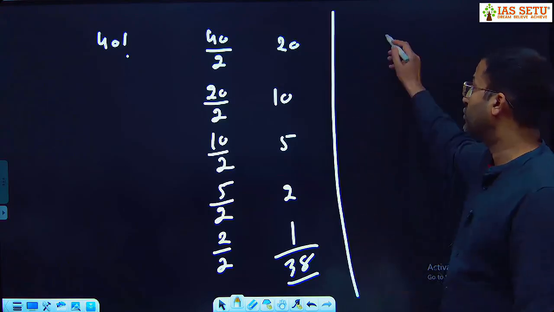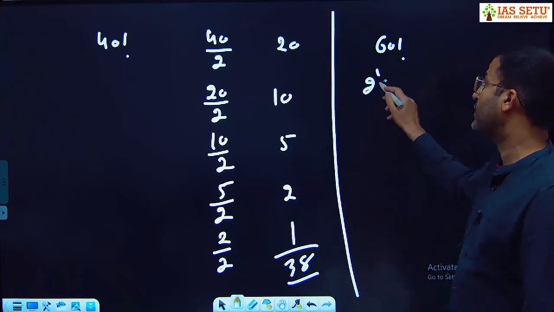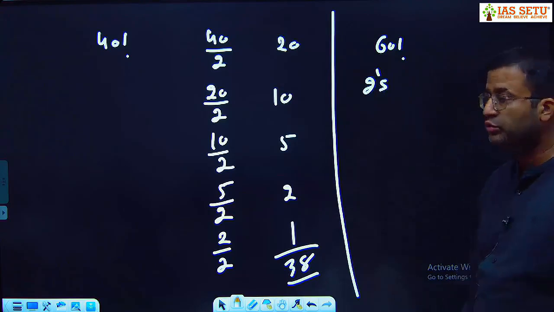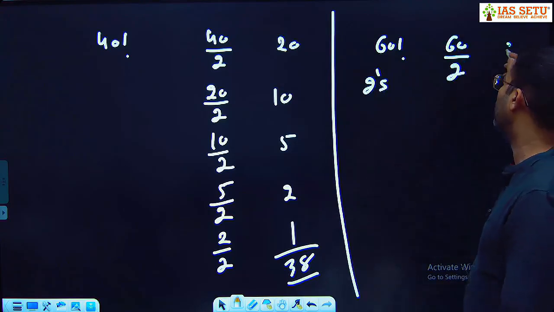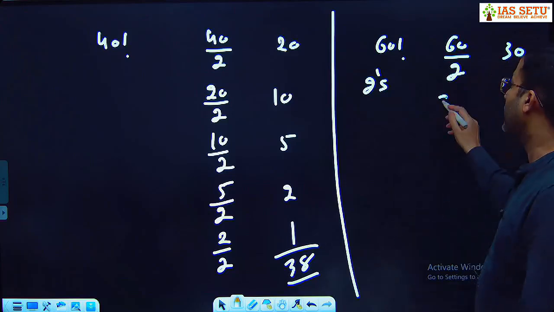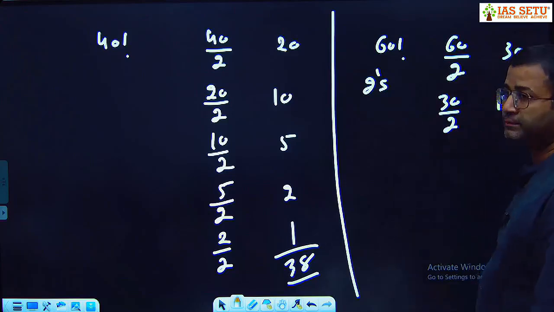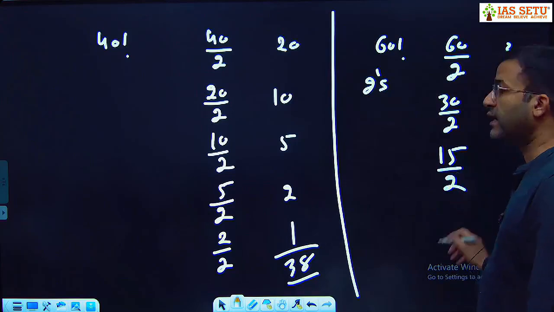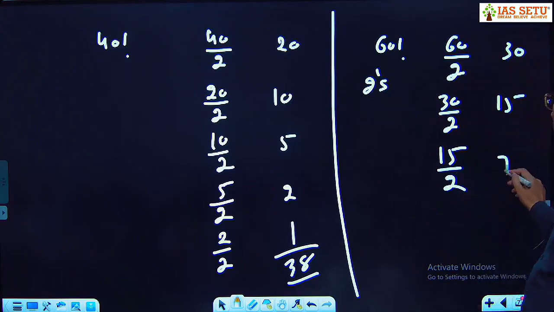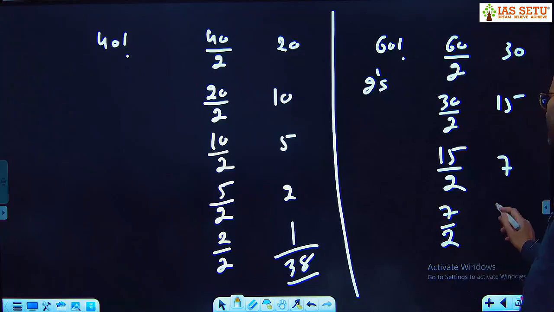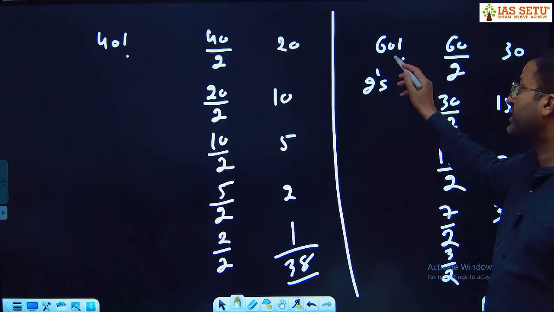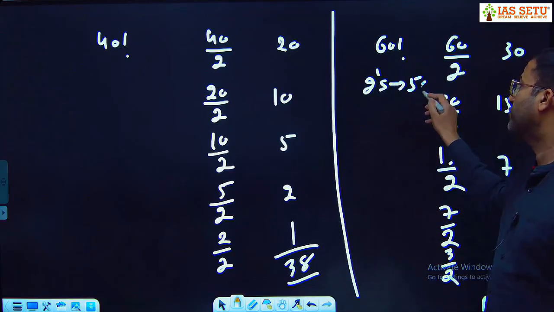I take one more question. If it is asked in 60 factorial, how many 2's are there? If you have to check 2, we divide by 2. 60 divided by 2, we get 30. 30 divided by 2, we get 15. 15 divided by 2, tell me what is the quotient? 7. 7 divided by 2, what we get? 3. 3 divided by 2, we get 1. 30 plus 15, 45. 45 plus 7, 52. 52 plus 4, 56. So in 60 factorial, how many 2's are there? 56.